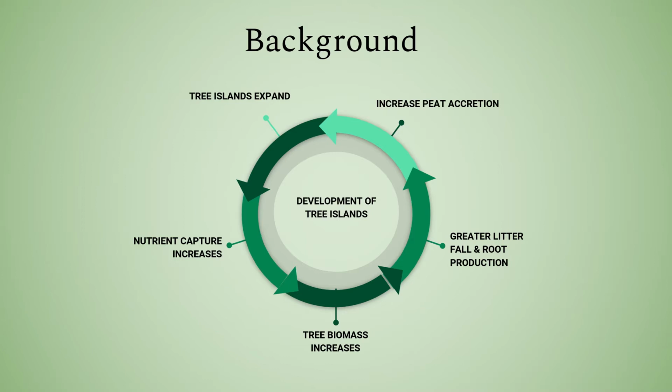I didn't know too much of the details on this, but as you can see, it works as a feedback cycle. So as tree biomass increases, you have greater litter fall and root production, which then gives you an increase in peat accretion, and then you have tree islands expanding, and then nutrient capture increases, and that feeds back into the cycle.